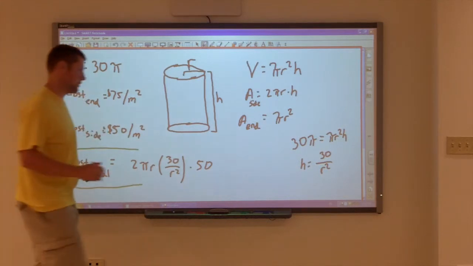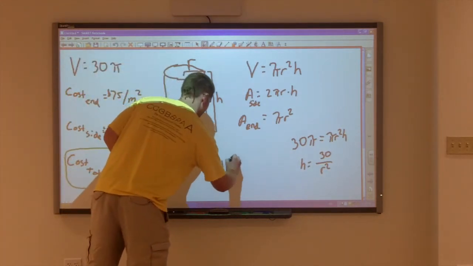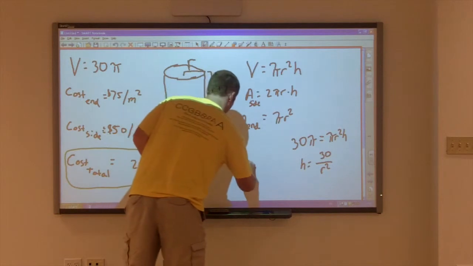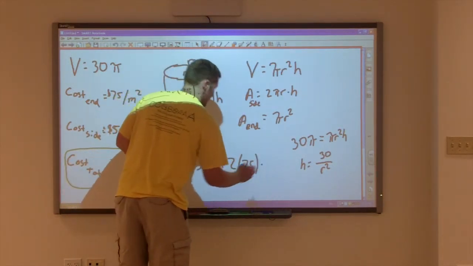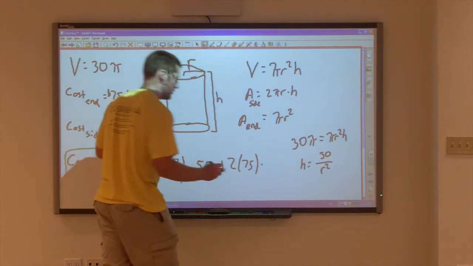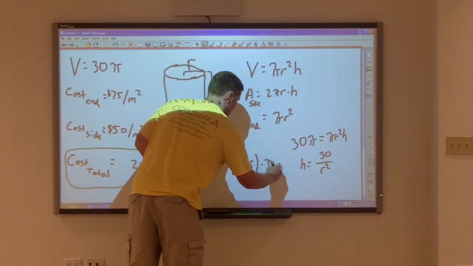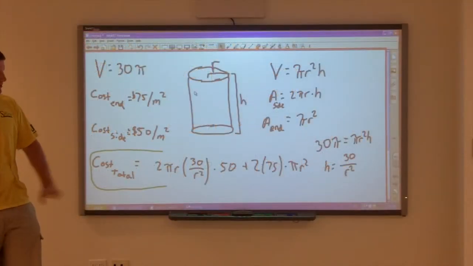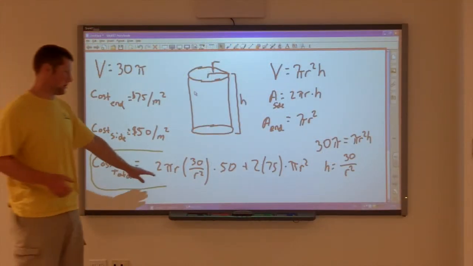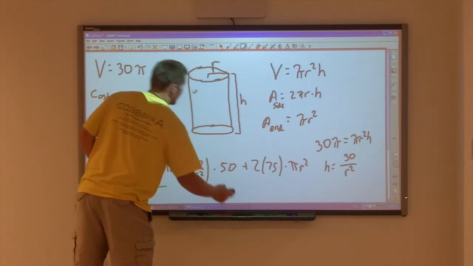Now we have to add 2 times the cost of each end. Remember, there are 2 ends. We can't forget about that. So 2 times our 75 for the cost times the area of each end, which is just pi r squared. Alright, so let's simplify our cost equation a little bit, because it's a little hard to work with right now.